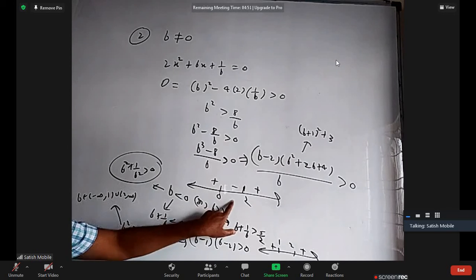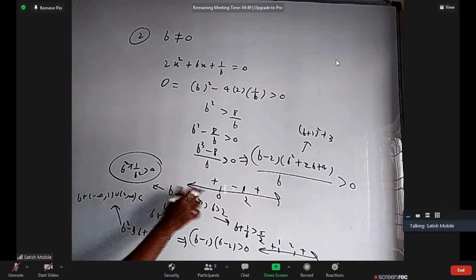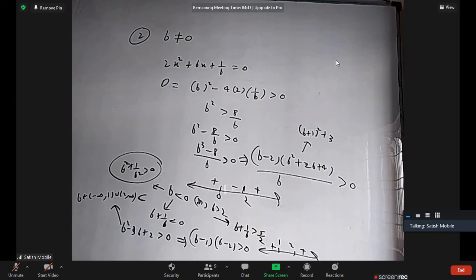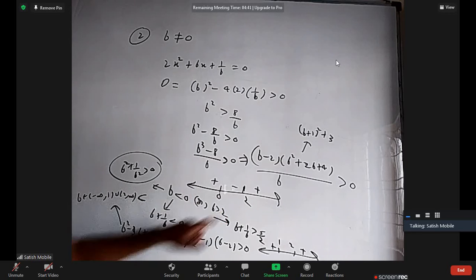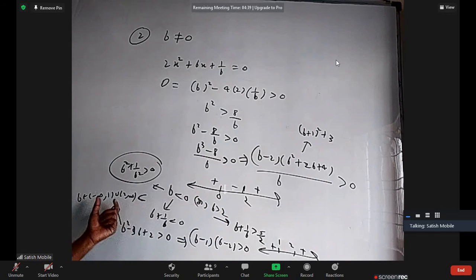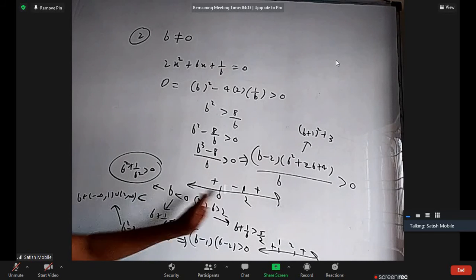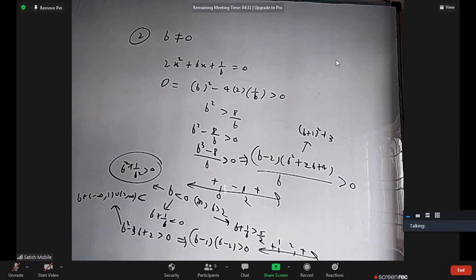a subset of our answer. This is a subset of whatever we got. That means whenever this happens, this will happen, but whenever this happens, this may not happen, because 0 to 1 is also covered, which is extra. But for our interval of minus infinity to 0 union 2 to infinity, this is greater than 0. No problem with that. This is not a subset of this, this is a subset of this.